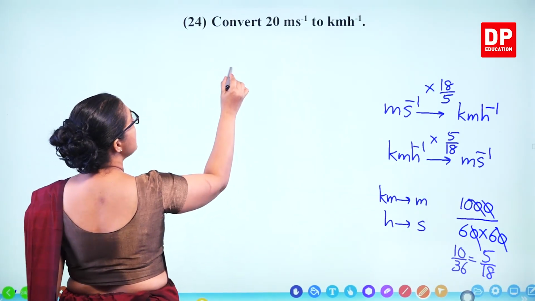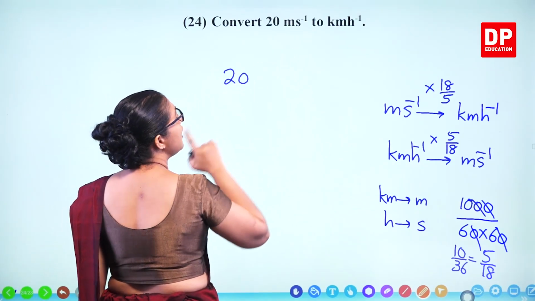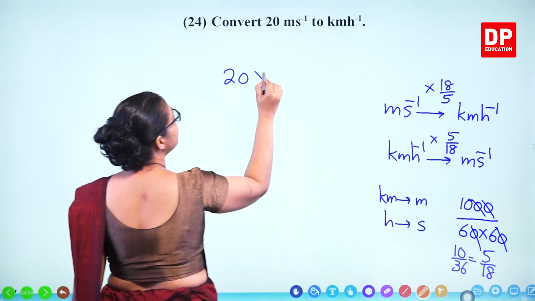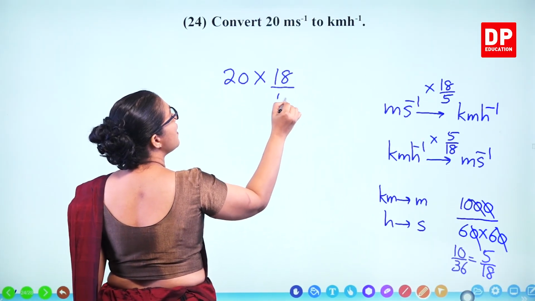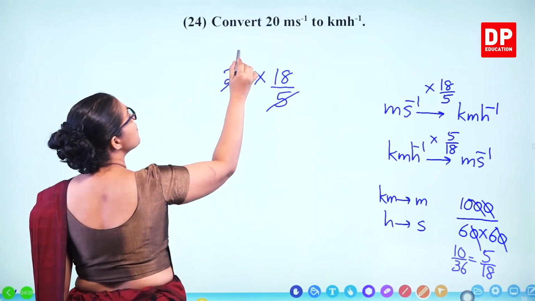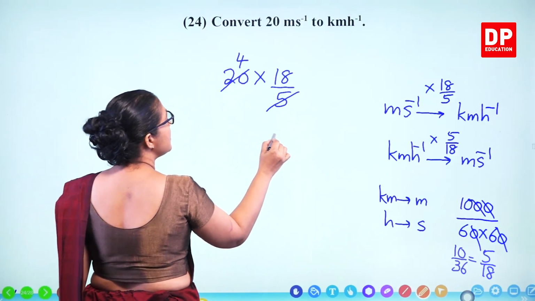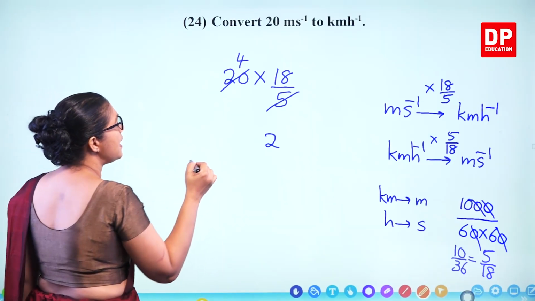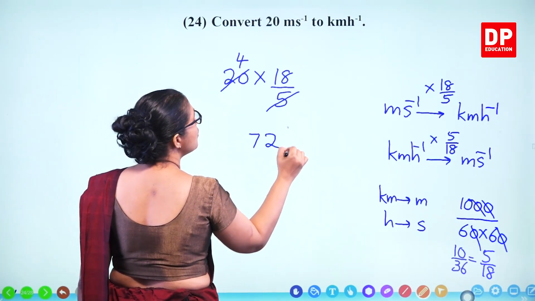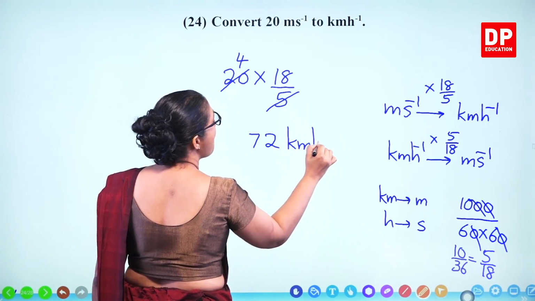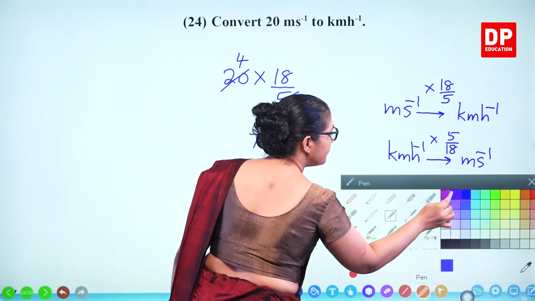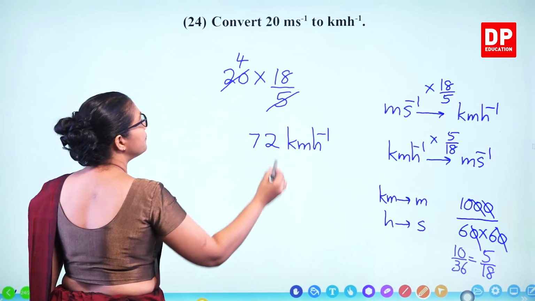So 20 converted to kilometers per hour means you multiply by 18, divide by 5. 5 times 4, 4 times 8, 32, 3 remaining, 4 times 1, 4 plus 3, 7. So 72 kilometers per hour. So 2 marks there.